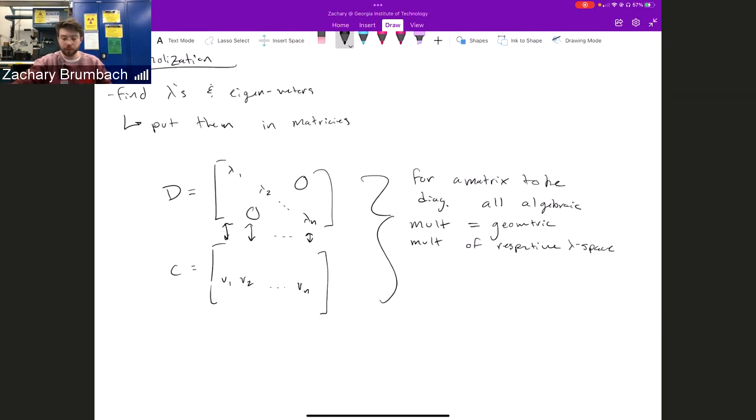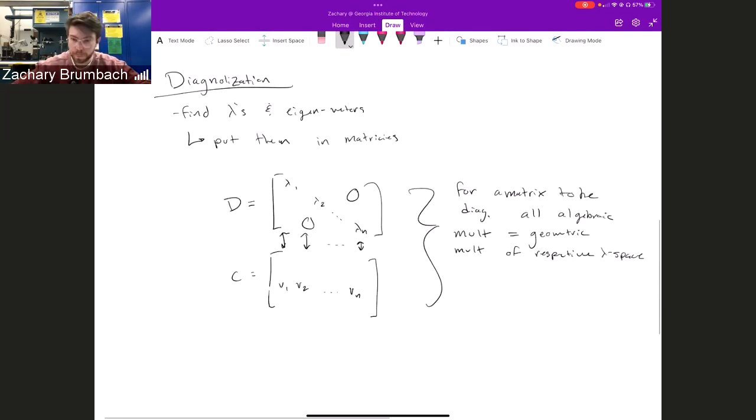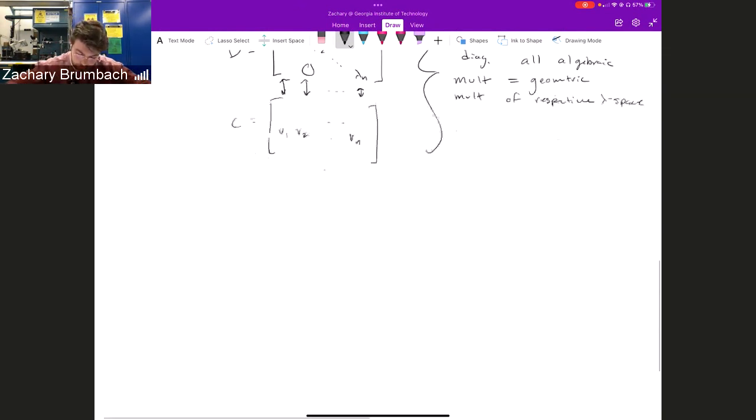Okay. So that's essentially what this boils down to. For every single eigenvalue, regardless of how many times it's repeated, you have to be able to construct a matrix that has the same amount of eigenvectors. This is the idea and the motivation behind all of this.